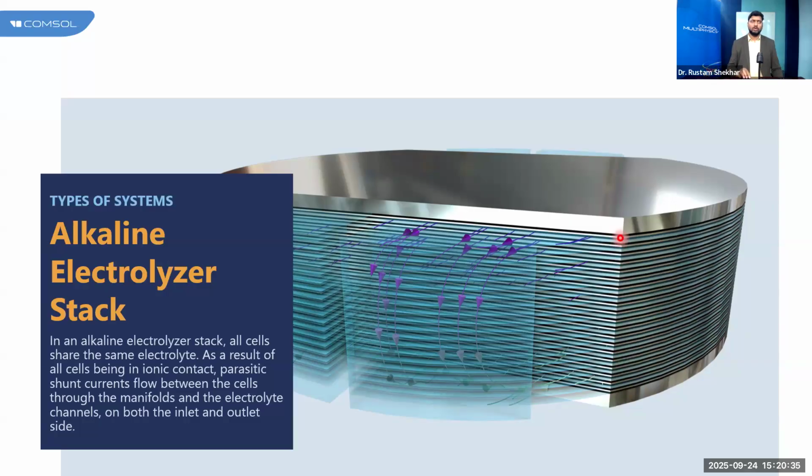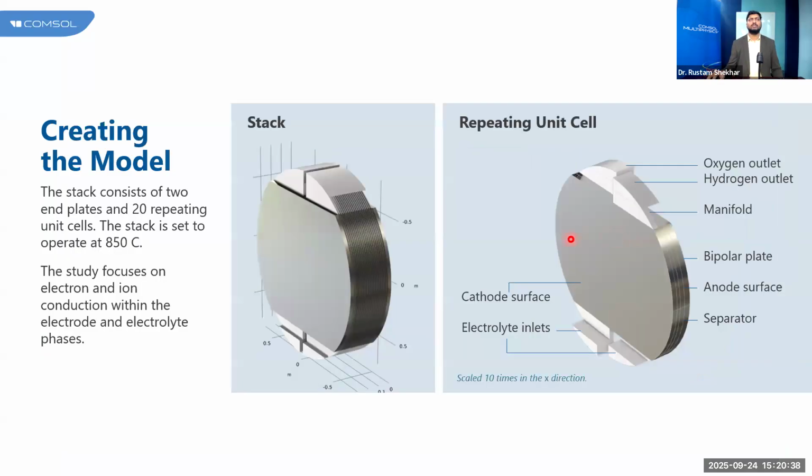If I want to show you in detail, this is a stack where we have 20 repeating units. In the 10 times zoom view of each unit, I have one bipolar plate, oxygen outlet, hydrogen outlet, inlets for both surfaces, the anode surface, the cathode surface, and the electrolyte inlet. So there is a detailed fundamental structure, and when we stack them, you get this complete stack ready for you.